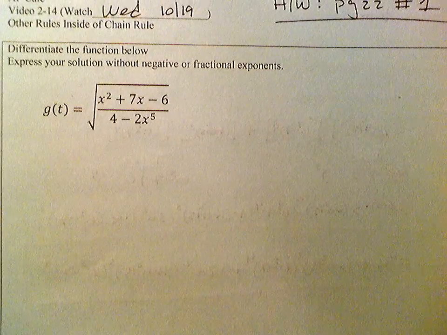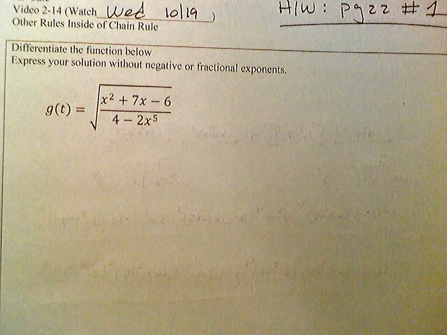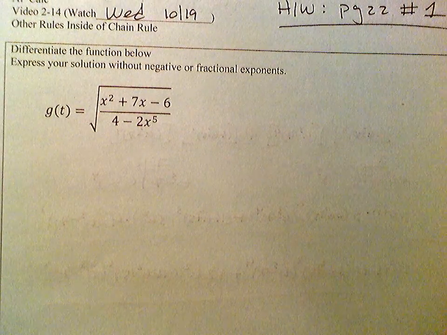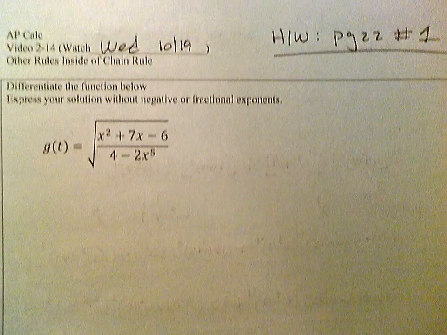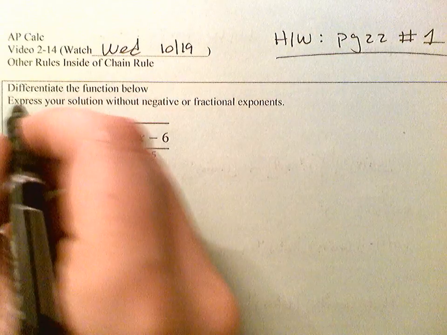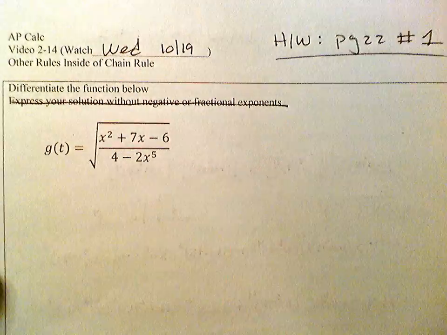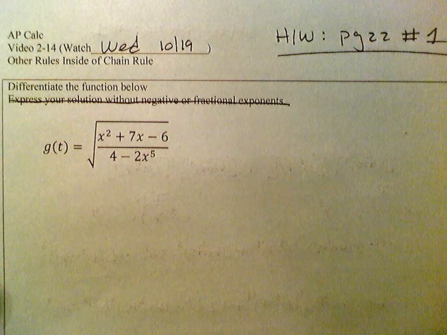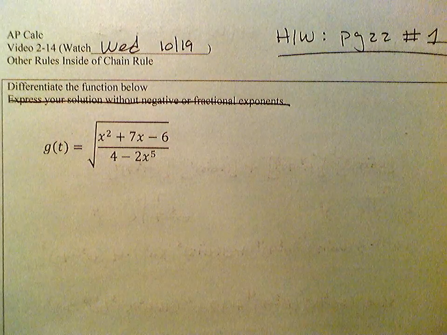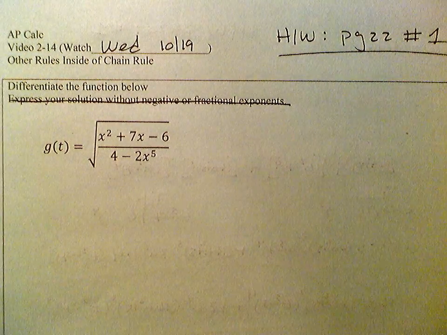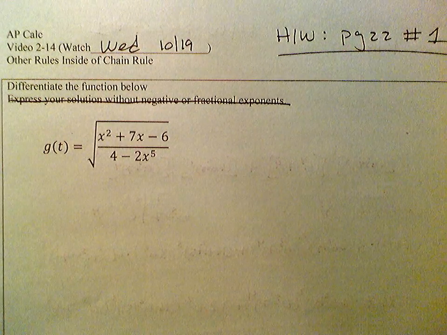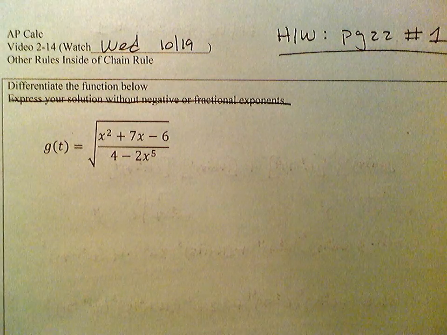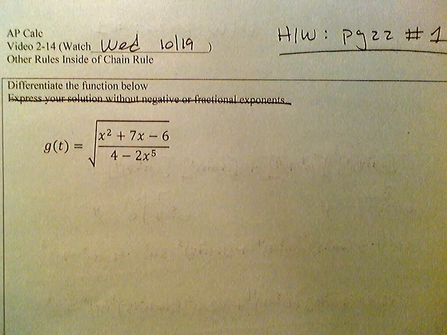Okay, so we're continuing with complicated derivatives. Differentiate the function below, express your solution without negative or fractional exponents. We don't have to do that. Okay, this is complicated enough. Now, other rules inside of chain rule. Yesterday we had chain rule inside of product rule and quotient rule. This time we're going to have quotient rule inside of chain rule.